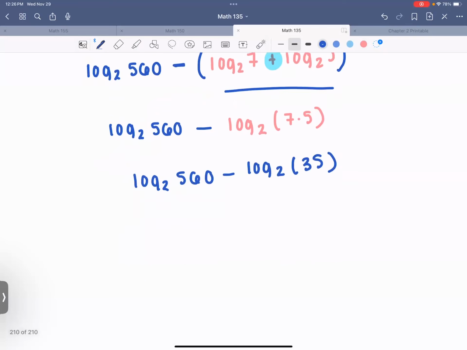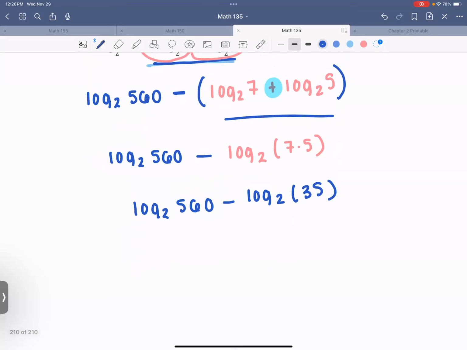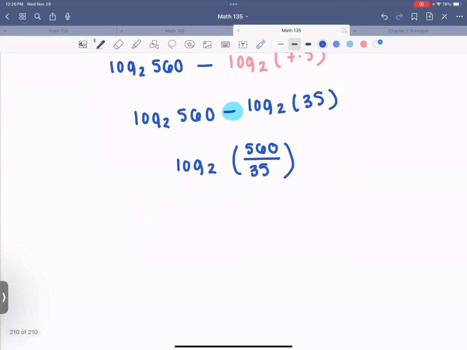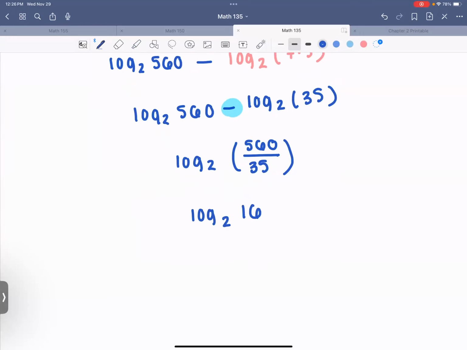Okay. Awesome. By the way, I know I put parentheses around stuff and sometimes I don't. I really didn't need to put the parentheses around the 35, but I just did because I wasn't really thinking. All right. I have division on the outside. What does that turn into on the inside? Oh, I said it wrong, didn't I? I have subtraction on the outside. I told you the answer turns to division on the inside, right? So this becomes log base 2 of 560 over 35, which is 16. Perfect. This is log base 2 of 16. Perfect. It is 4.